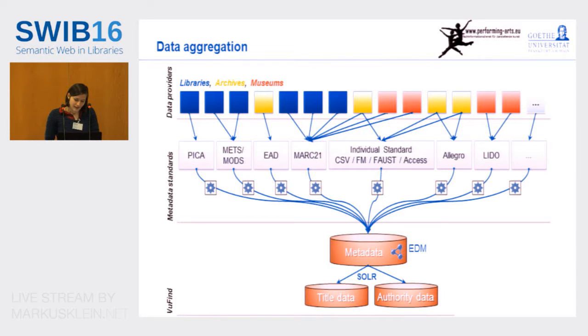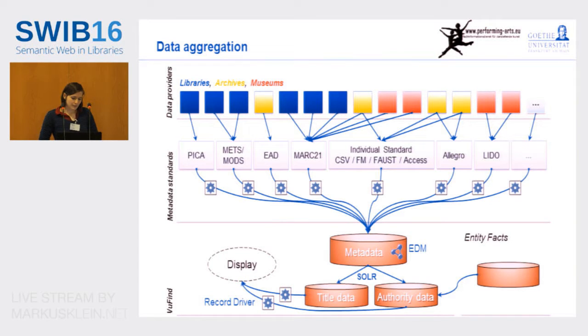what we then do is we have the data split into the normal title data and the authority data with our agents. We enrich that with the entity facts, as I said before, and then we display our content in VuFind with a so-called record driver, which helps us to show the data, because VuFind is normally based on MARC data, and if there's obviously no MARC data coming, we had to implement a record driver that is doing EDM.